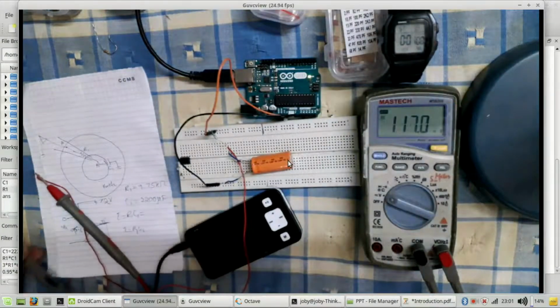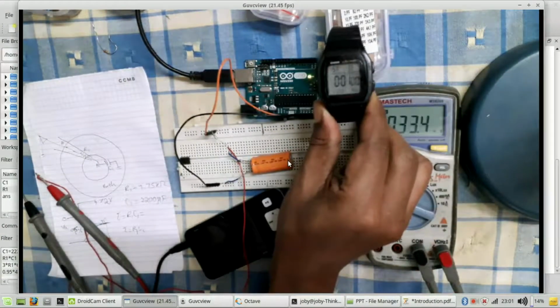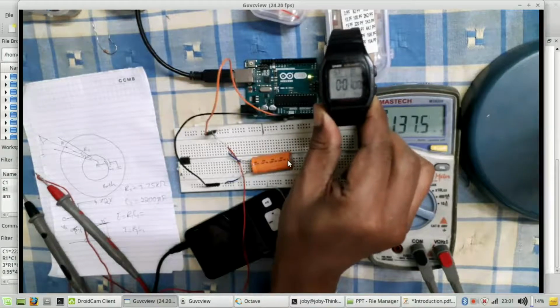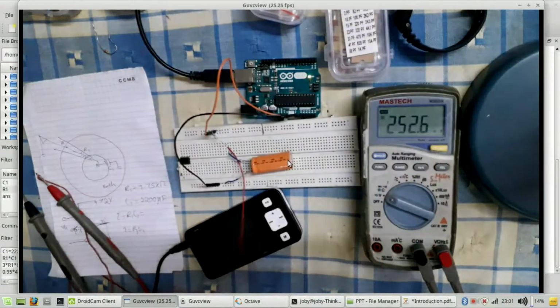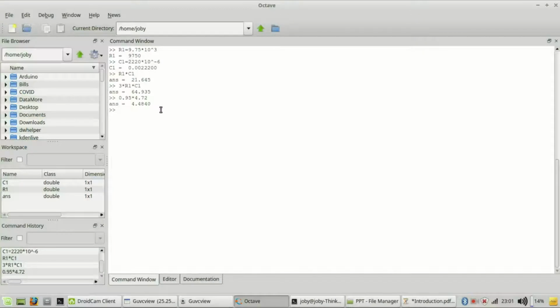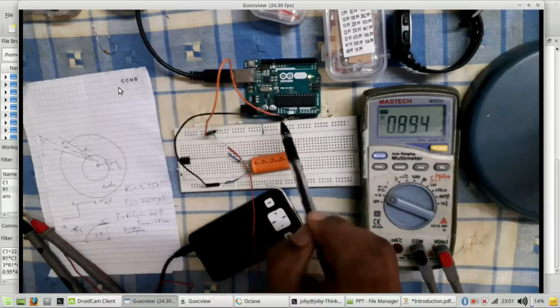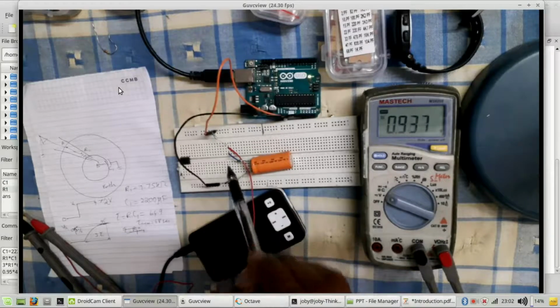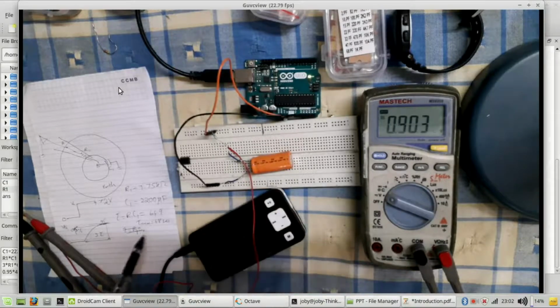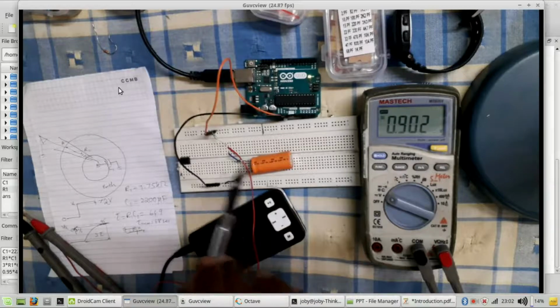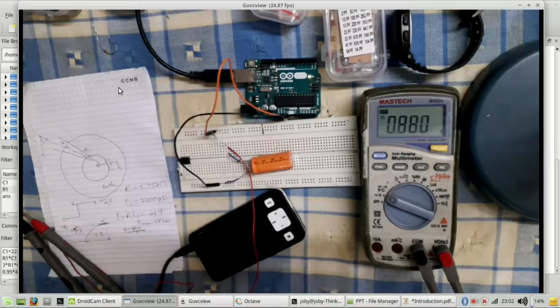Yeah, so it took 1 minute 8 seconds, that is 68 seconds. So we had predicted that it should take 65 seconds, but we took 68. Not very bad. There could be some internal resistance of this power source through which it is charging. So the tau that you will be calculating will be always a little less than the actual tau. It's not an ideal voltage source.